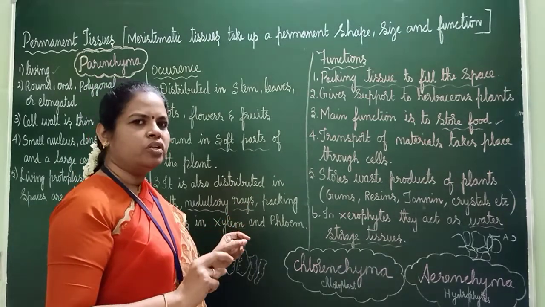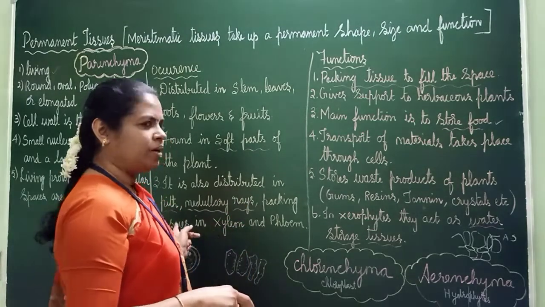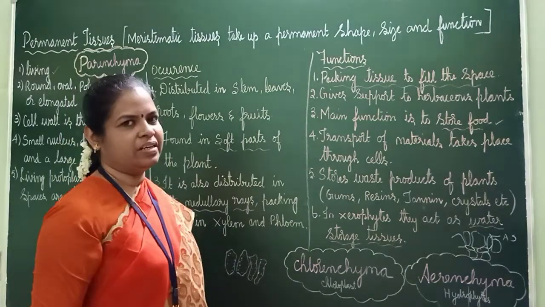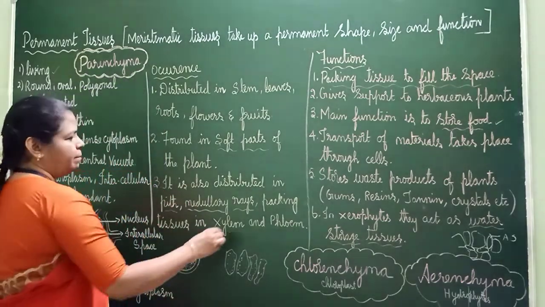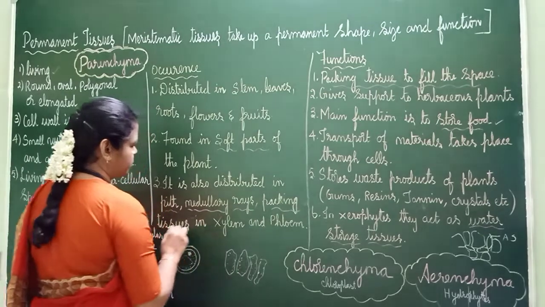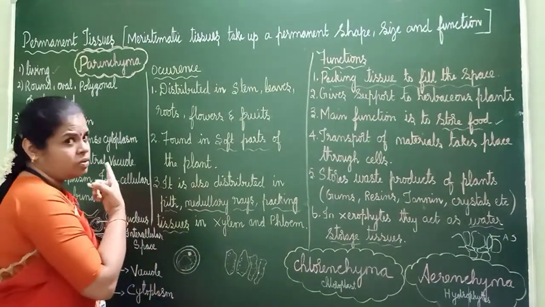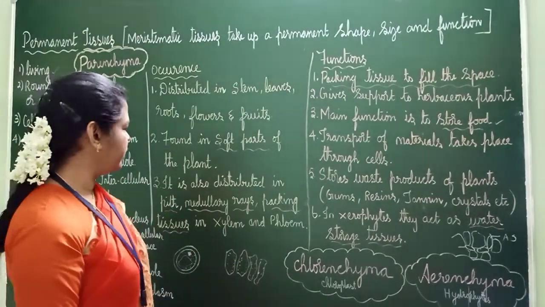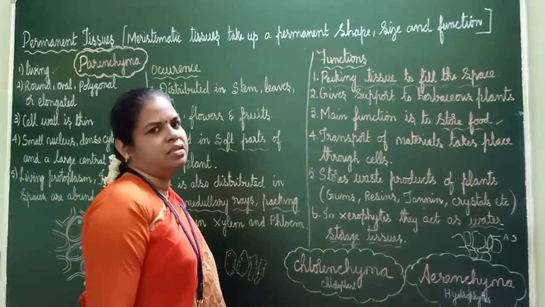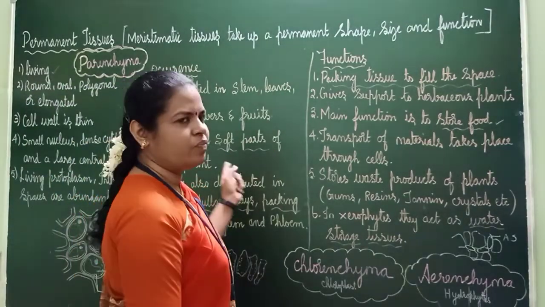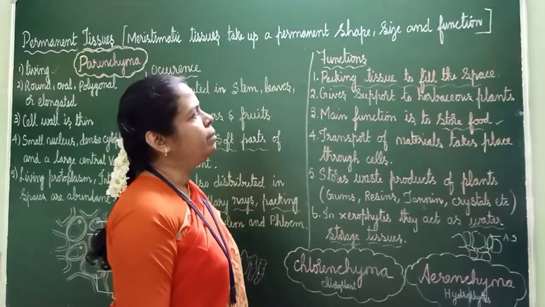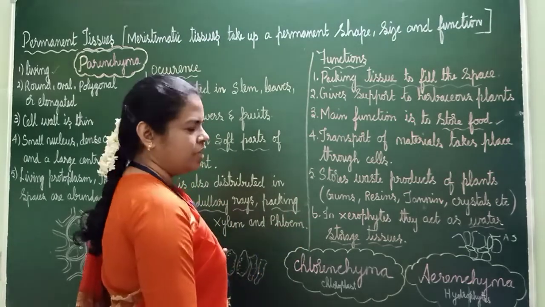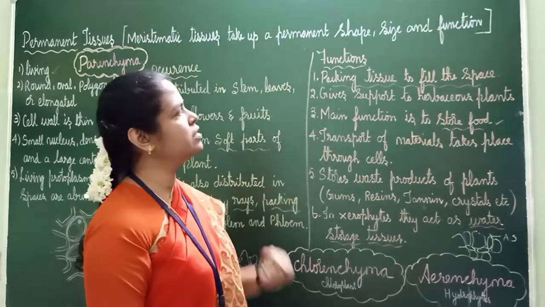What will we do to fill it? Who will come? Parenchyma cells will be there. So it is used as a packing tissue. Who is used as a packing tissue? Parenchyma. Okay. And what about the functions of parenchyma? Some we have seen, but still we will see. Packing tissue, as we have studied, is used to fill the space.